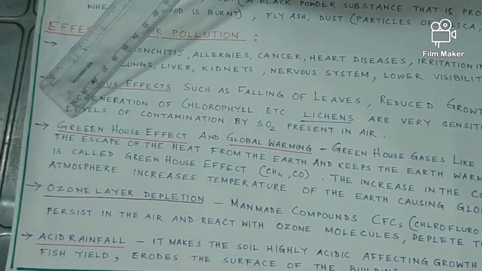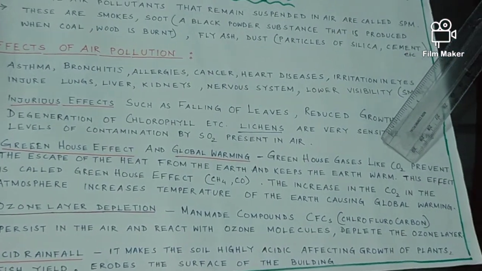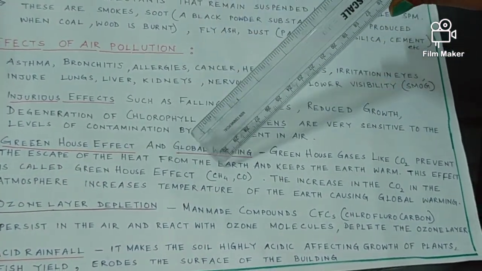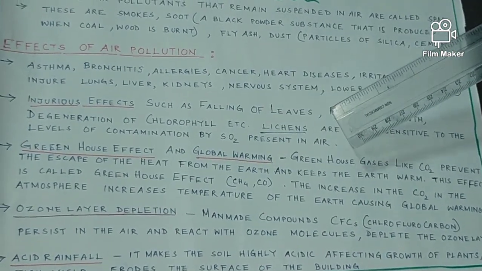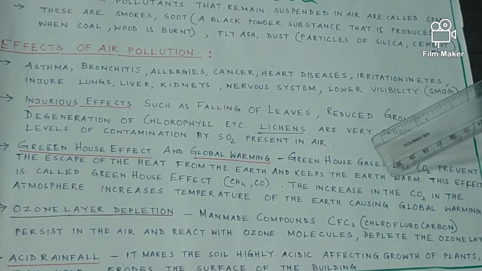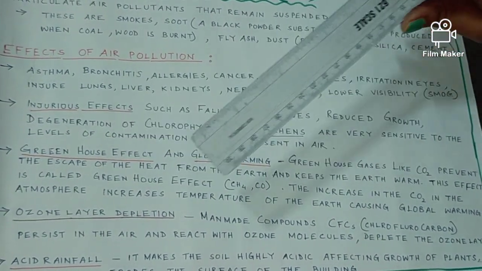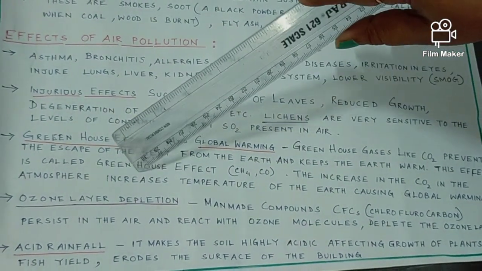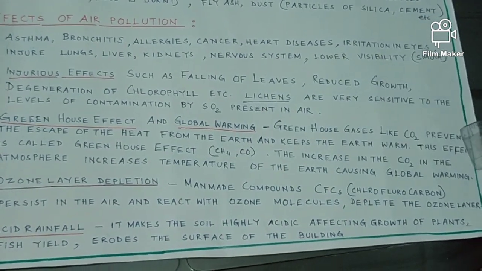So once again we will see what is greenhouse effect and global warming. Greenhouse gases like carbon dioxide prevent the escape of the heat from the earth, and that is greenhouse effect, and due to greenhouse effect the earth is warm. This effect is greenhouse effect, and the increase in the carbon dioxide in the atmosphere increases the temperature of the earth, causing the global warming.